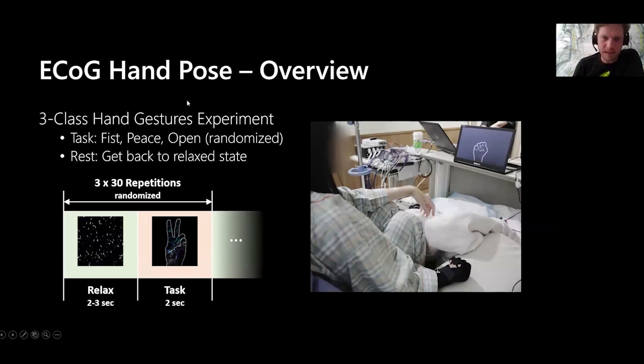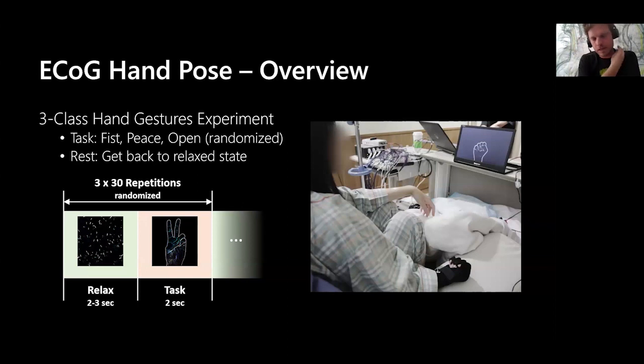And the experiment itself was about high-level hand gestures, inspired by the famous hand game rock, paper, scissors, or you could also call it fist, peace, and open hand. Importantly, open is not some relaxed state, but really open, stretch, because there is also the resting state, which was putting the hand into a relaxed state.